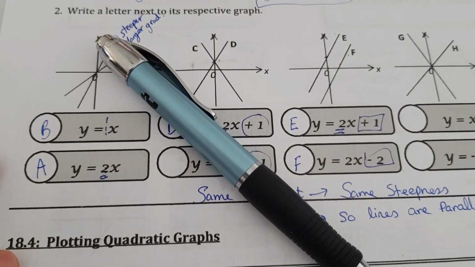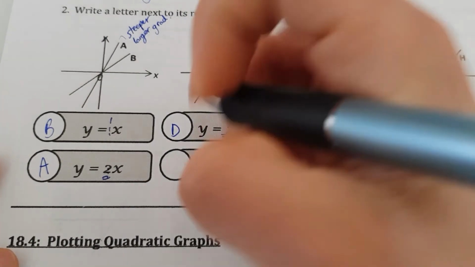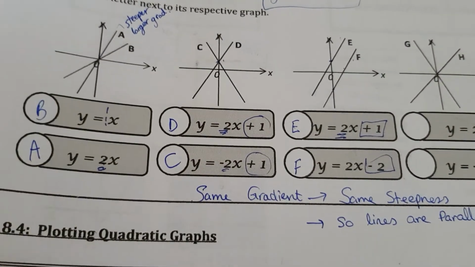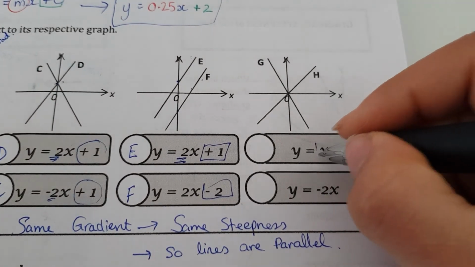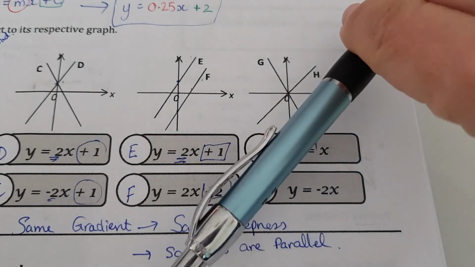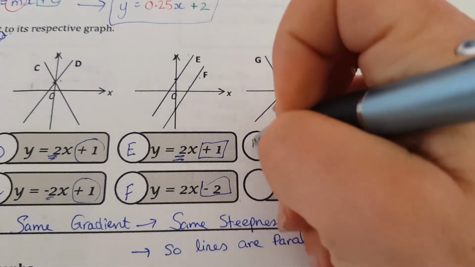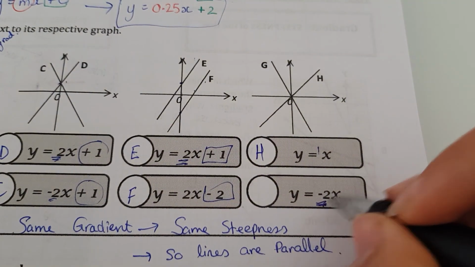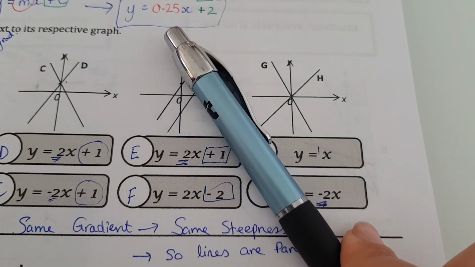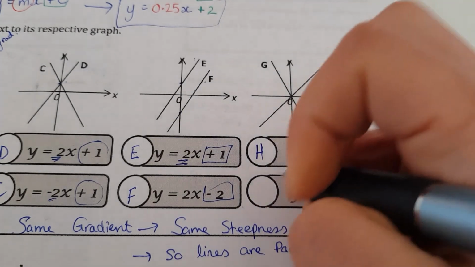And which one of those? Let's see. This one here, y equals x, so that's gradient 1, passing through the origin, like this, so it's H. Y equals minus 2x, negative, and a bit steeper than 1, and that is G.